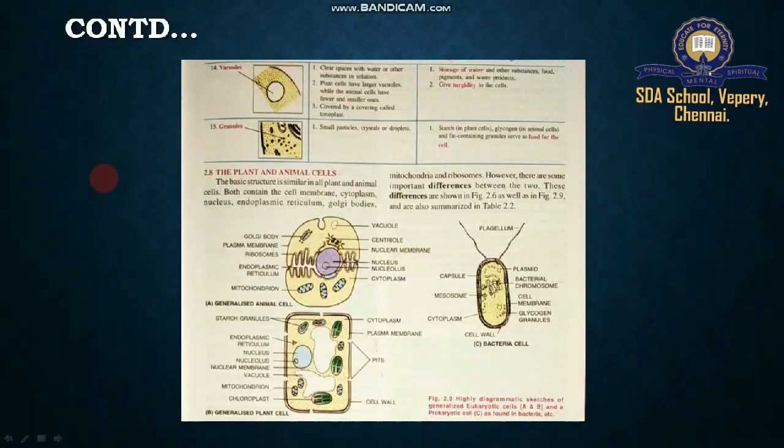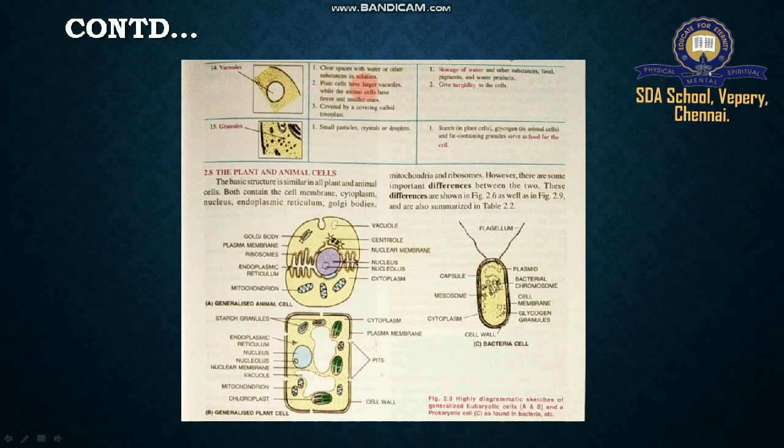Then the non-living organelles are called vacuoles and granules. Vacuoles usually play a role in storage of reserve materials and in turgidity. In aquatic plants, they act as buoyancy, helping the plant float at the surface. Vacuoles are clear spaces filled with water or other substances in solution.